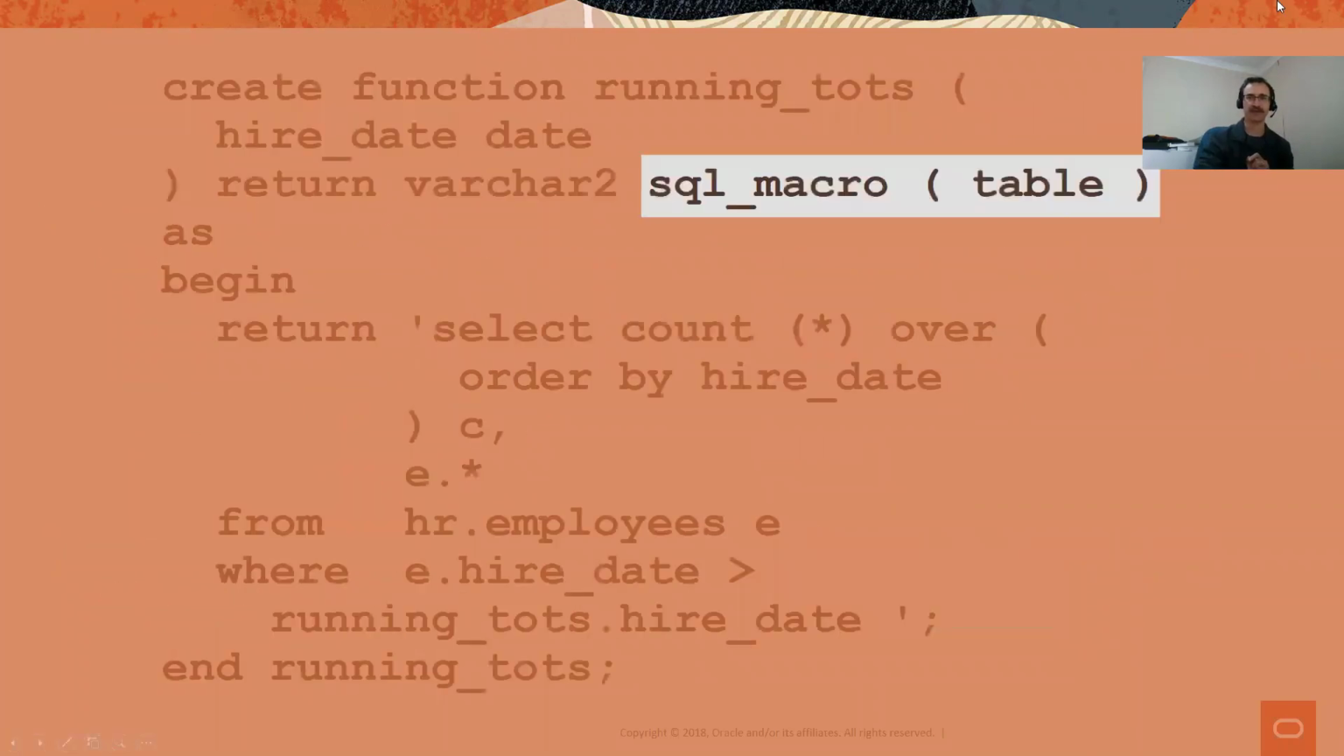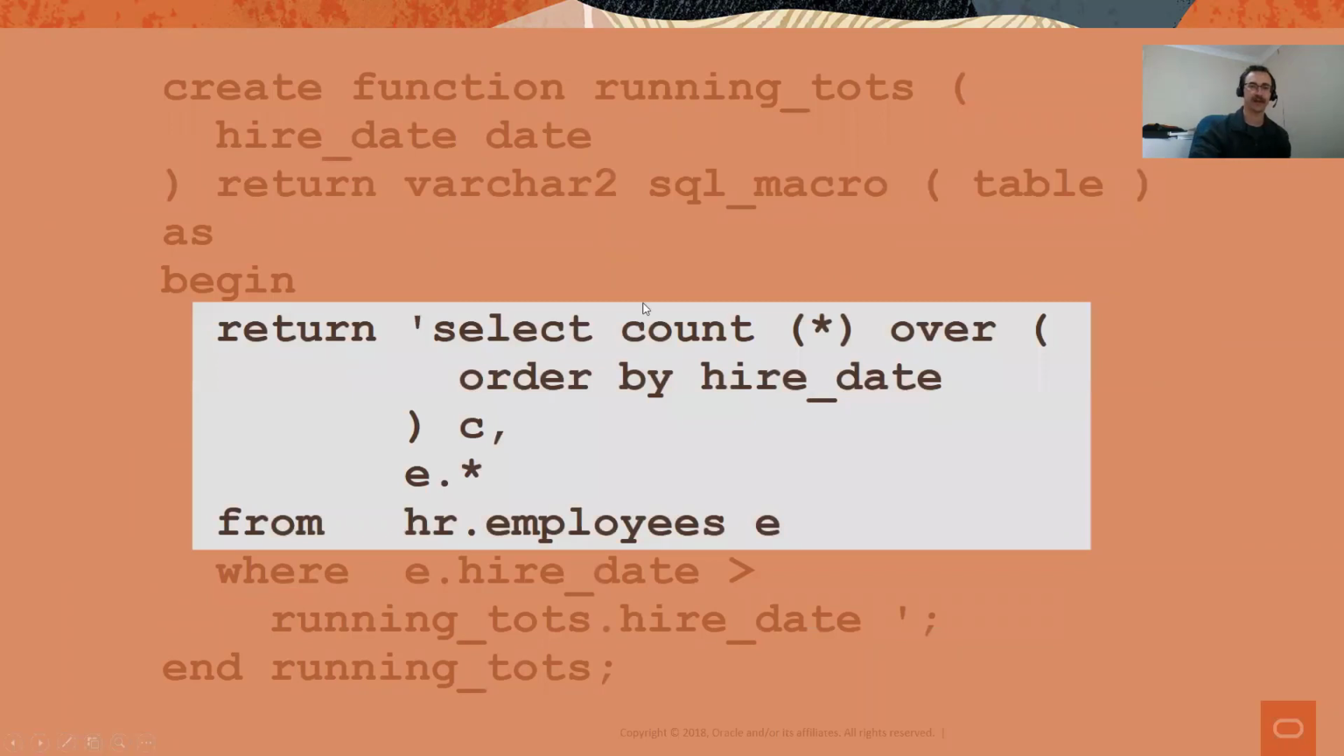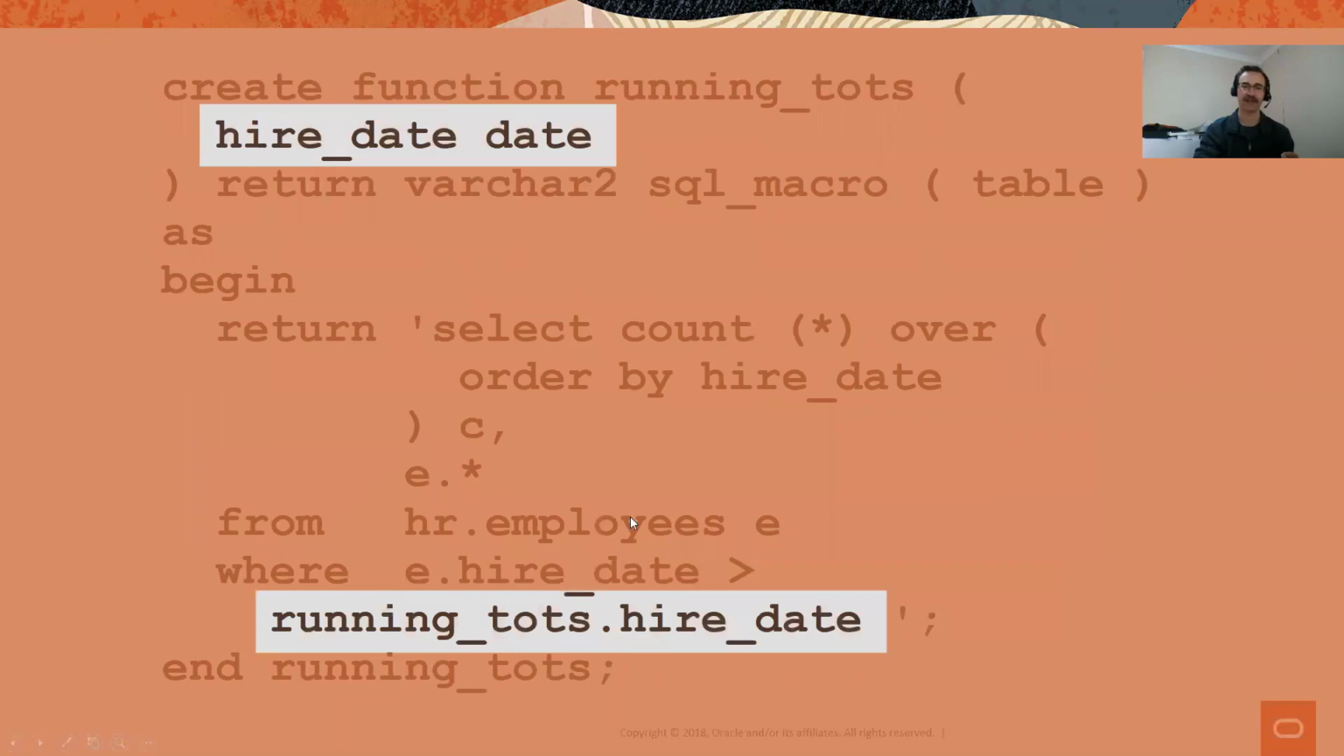So how do we do it? I'm calculating running totals here. I've defined the SQL macro as a table. Here, what I'm returning is a SQL query. So it's a select statement, and we're selecting the count, sorted by date, from the classic HR employees table, and I want to filter those on a particular date. So we've got the hire date. Notice I've prefixed this with running_tots, that's the name of the function, hire date. So whatever we pass in for this then becomes part of the SQL statement.